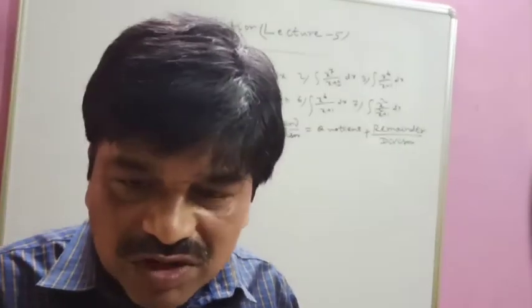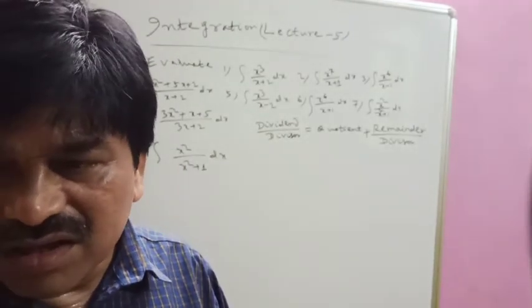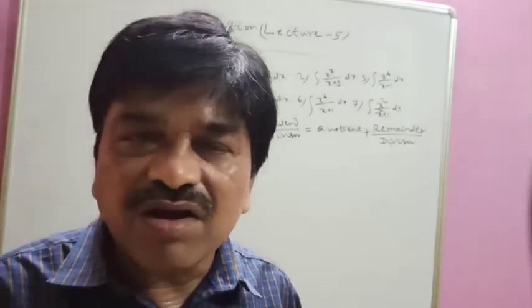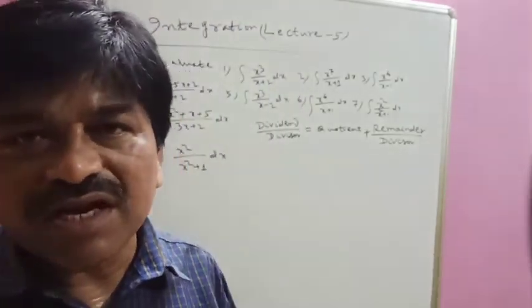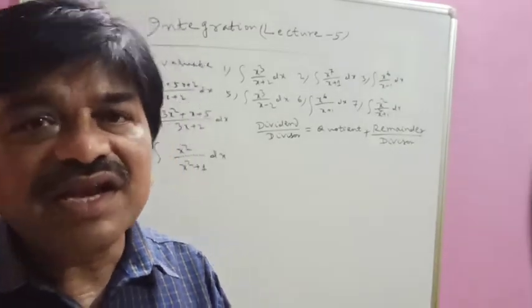Type 1, what I have told you: if the degree of the numerator is greater than or equal to the degree of the denominator, then divide the numerator by the denominator and continue the division till the degree of the remainder is less than the degree of the divisor. After that you write dividend by divisor is equal to quotient plus remainder by divisor. Then you can solve it.